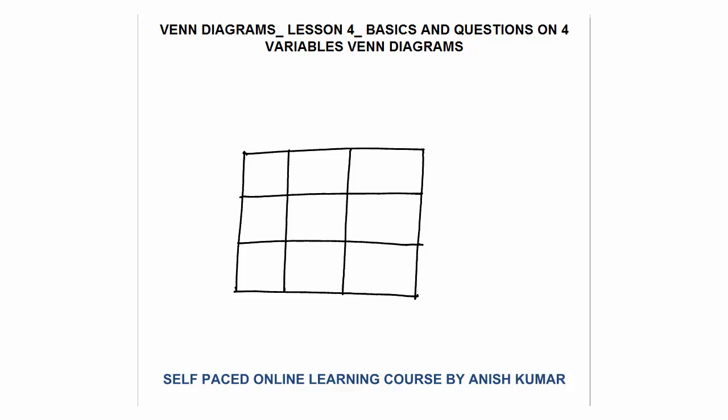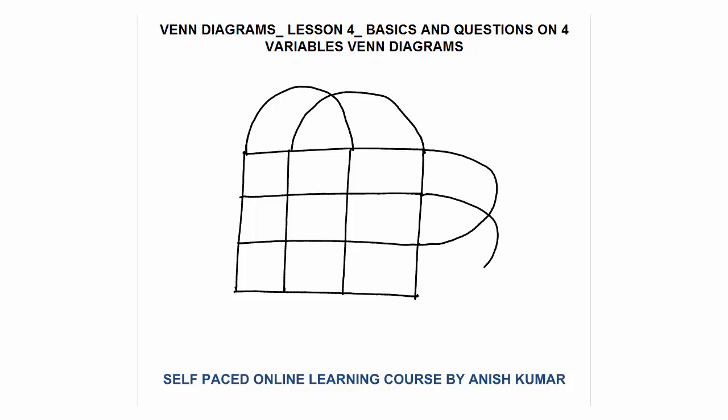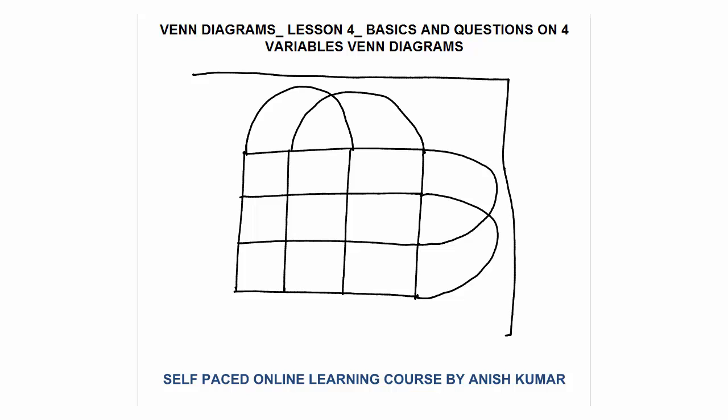Now you have to make 4 semicircles. Semicircle number 1, semicircle number 2, semicircle number 3 and semicircle number 4. Now this is a 4 variable Venn diagram, and then you have to make this entire outside rectangle. That will be the total number of persons or total number of things in the survey.